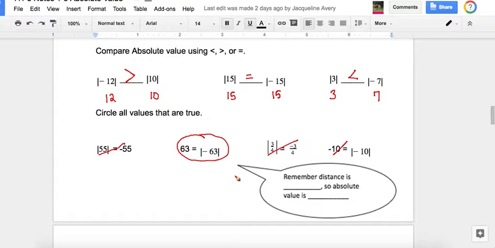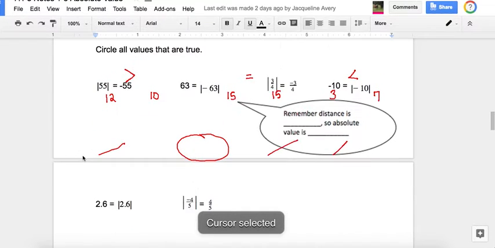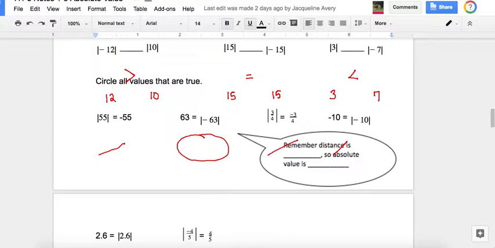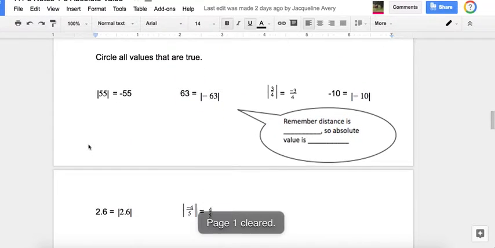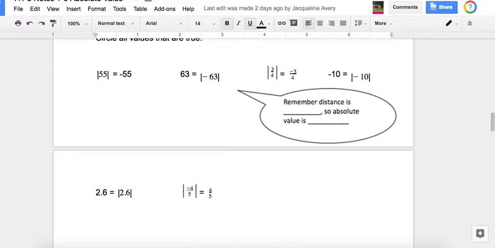Remember, distance is always, oh, wait a second. Before I do that, I believe we've got to move up here. I believe you have two more here. We need to look at two more before moving on. The absolute value of 2.6 is 2.6. It is positive. And then the absolute value of negative 4/5 is positive 4/5. So we need to circle those as well.